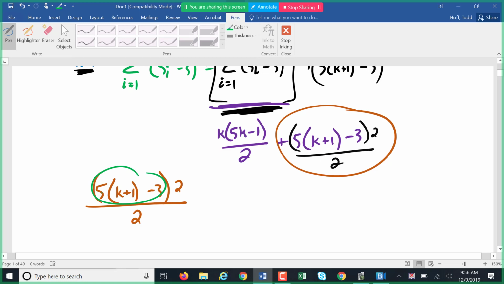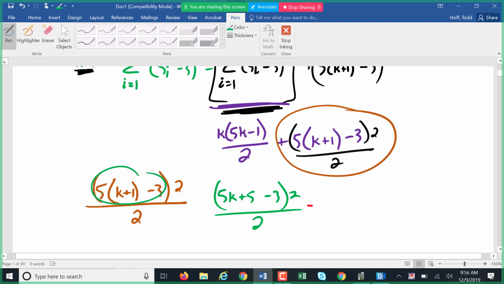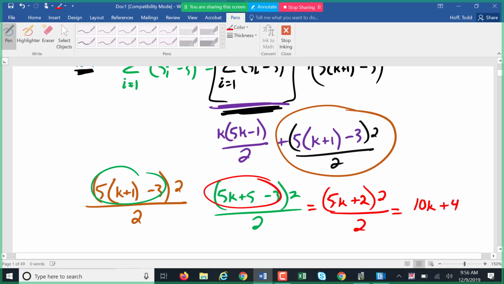5 times k plus 1 is 5k plus 5. Still have the minus 3 in there. 5k plus 5 minus 3 is 5k plus 2. So I've combined everything inside there. Now I can multiply by the 2. 5k times 2 is 10k. 2 times 2 is 4. So that's 10k plus 4 over 2.